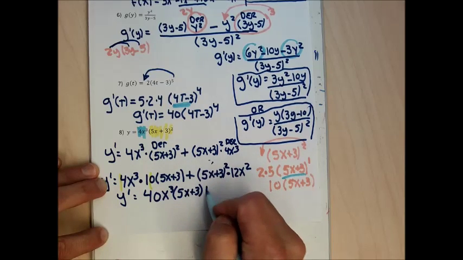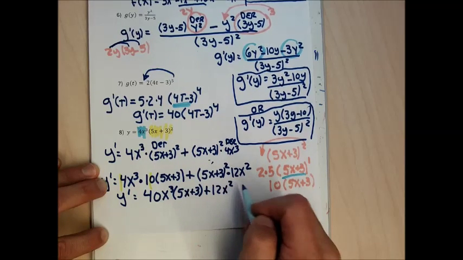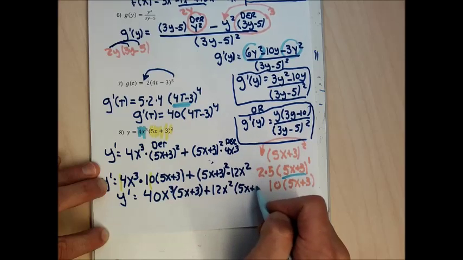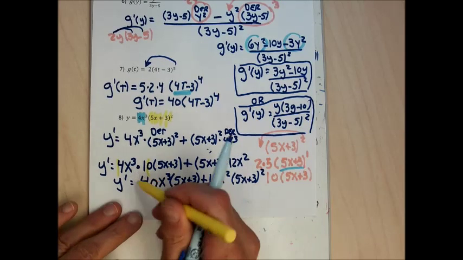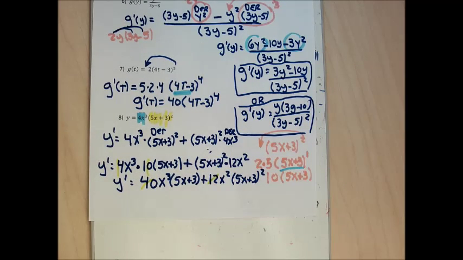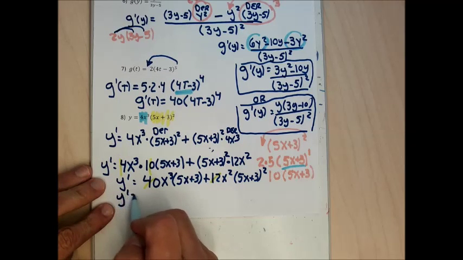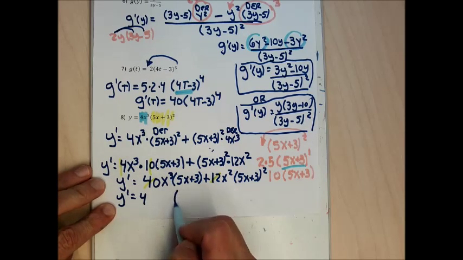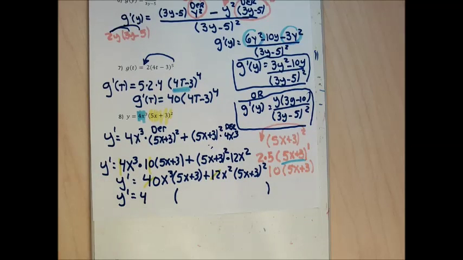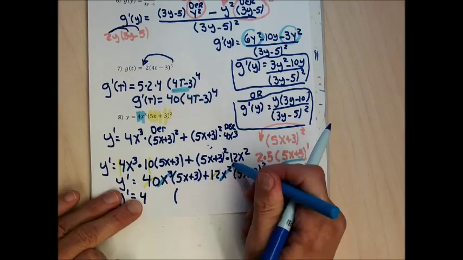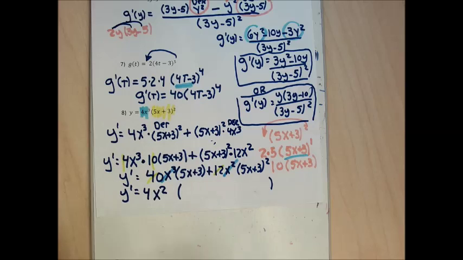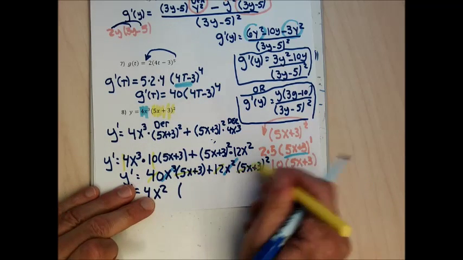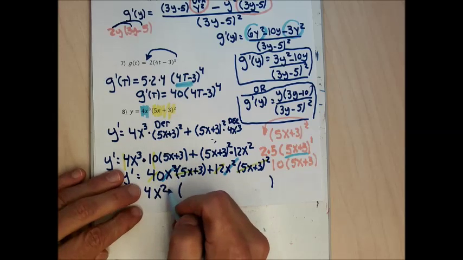And then this next piece, I'm going to have 12x squared, and I'll write that first, and then 5x plus 3 quantity squared second. Now I'm going to go for common factors. Between this 40 and that 12, they're both divisible by 4. I'm going to pull out a common factor of 4 for those. Between this x cubed and that x squared, I'm going to pull out a common factor of x squared. And between this 5x plus 3 to the first and this 5x plus 3 to the second, I'm going to pull out a 5x plus 3.